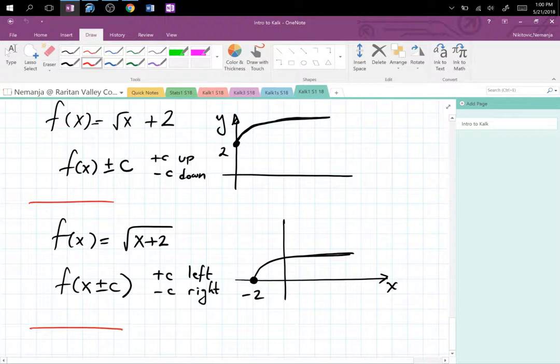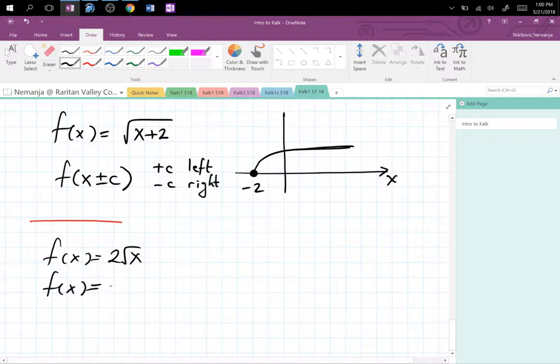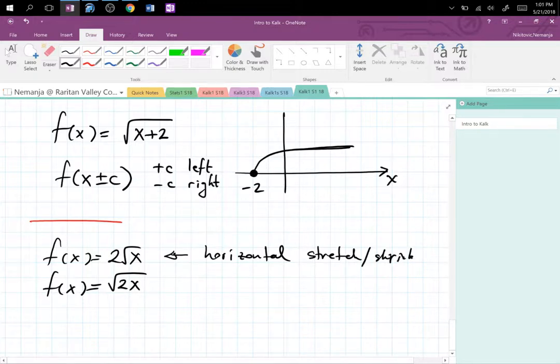Now the next two transformations are not as important. They are shrinking or stretching functions. We have, let's say, f of x is 2 root x, or f of x is equal to the square root of 2x. So this one is the horizontal stretch or shrink, and this one is vertical.